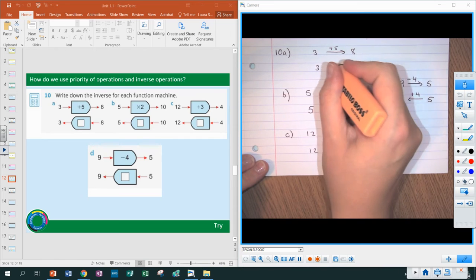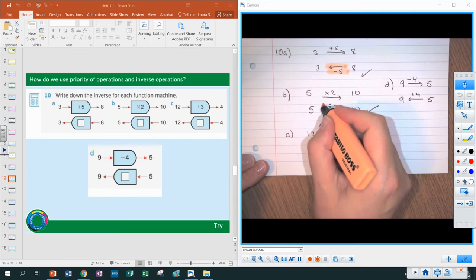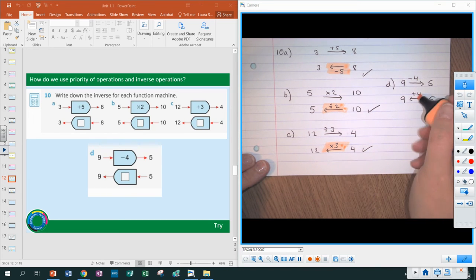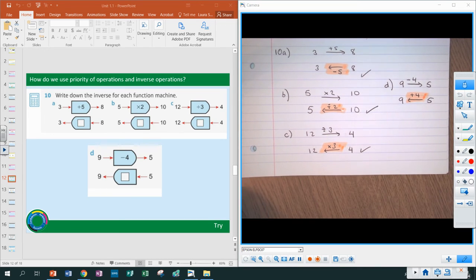Okay, so for part A, that was to take away 5. For part B, that was to divide by 2. For part C, that was to multiply by 3. And for part D, the inverse was to add 4. Okay, so if we can remember that inverse operations or inverse functions are the opposite operation, then that would be excellent. Well done.